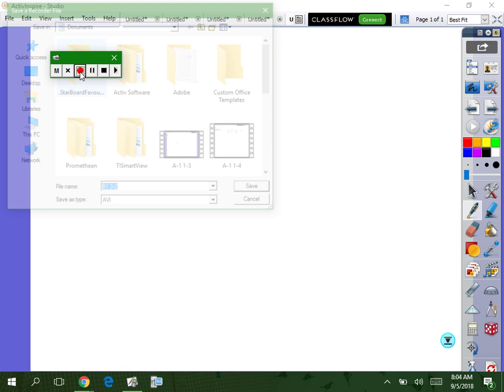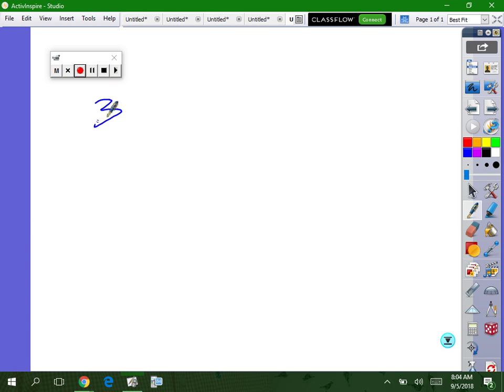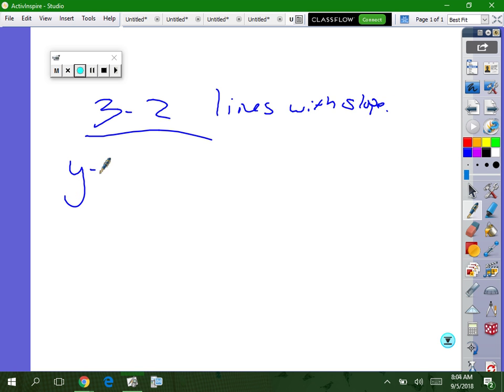Okay. So, with that being the case, 3-2 is lines with slope. That's what basically we're going to go with today. So we have our two cases. Remember, we have y equals mx plus b, right? Which we talked about last time.